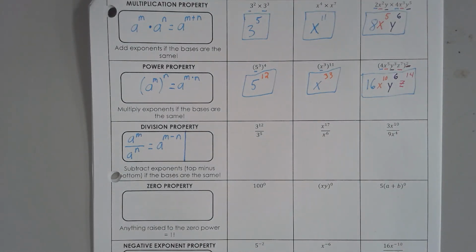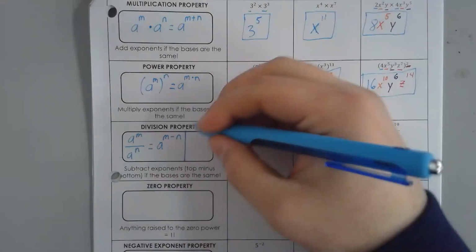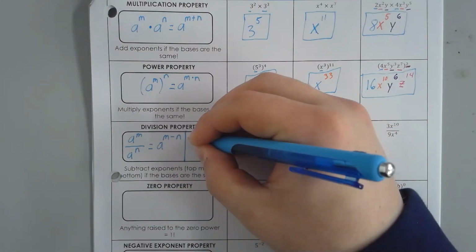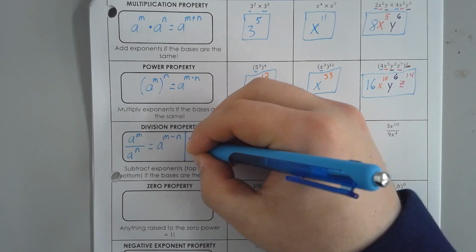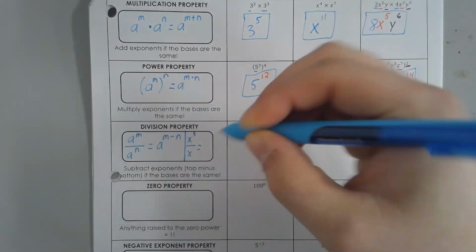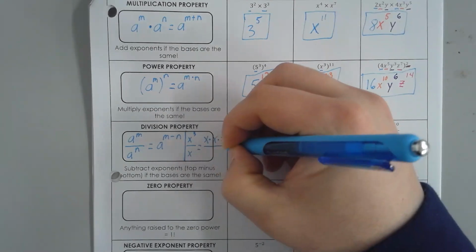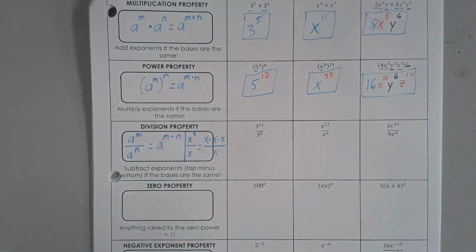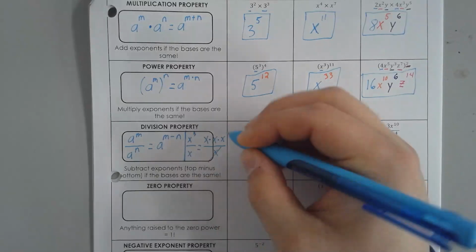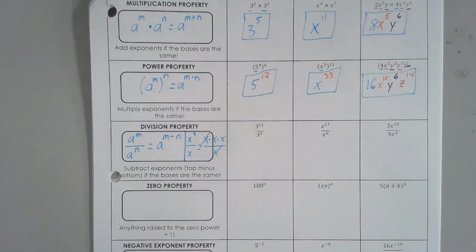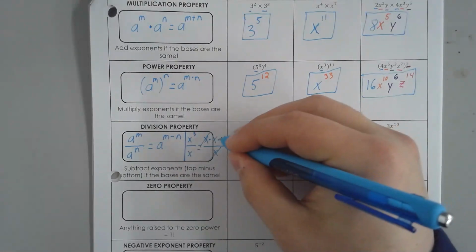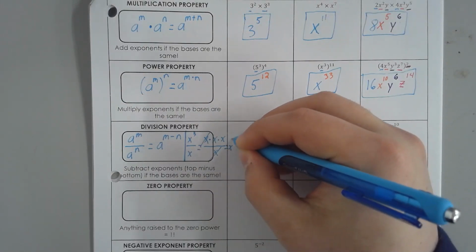Another way to think about this one, and I think it's a little easier, is you can just cancel them out. So say you've got x cubed over x. That's really like you've got 3 x's on top and 1 on the bottom. So the 1 on the bottom gets canceled out and 1 on the top gets canceled out. So really you're left with 2 x's on top, so that's x squared.